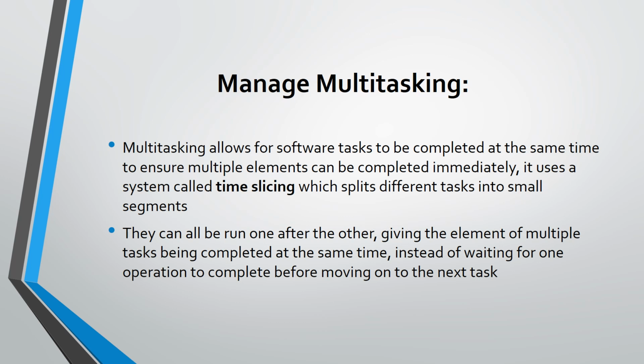Manage multitasking. Multitasking basically allows software tasks to be completed at the same time, meaning multiple tasks can be completed together so that multiple elements can be completed immediately. It uses a system called time slicing, which splits different tasks into small segments. They can all be run one after the other, giving the impression of multiple tasks being completed at the same time, instead of waiting for one operation to complete before moving on to the next task.